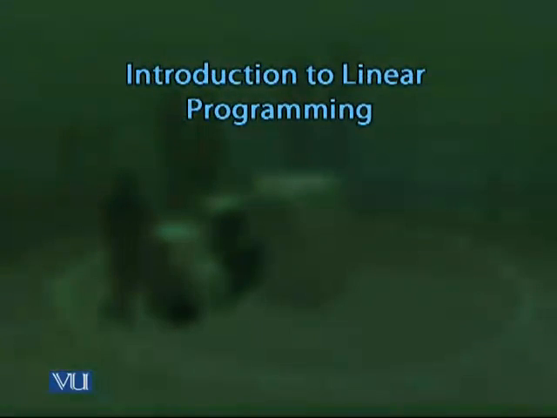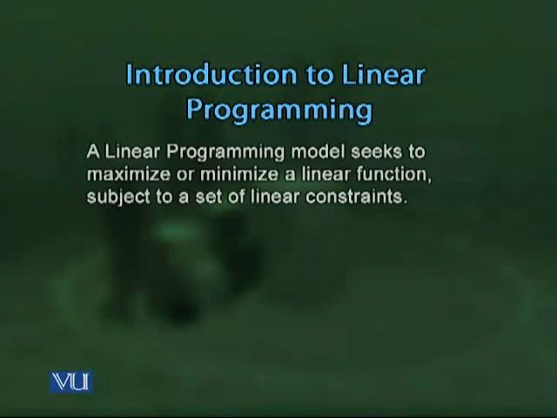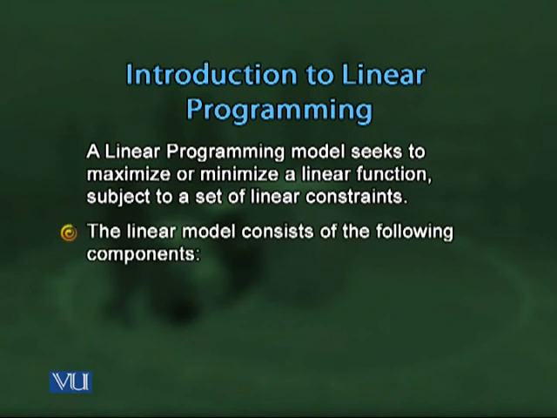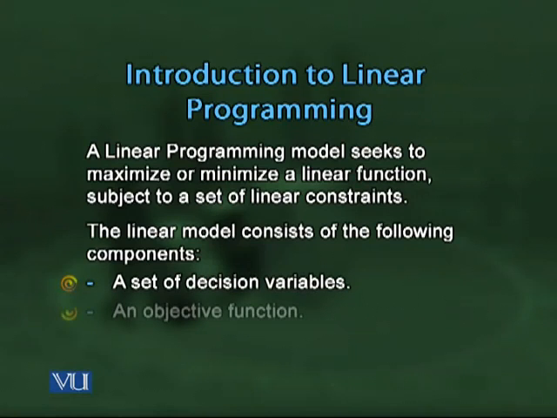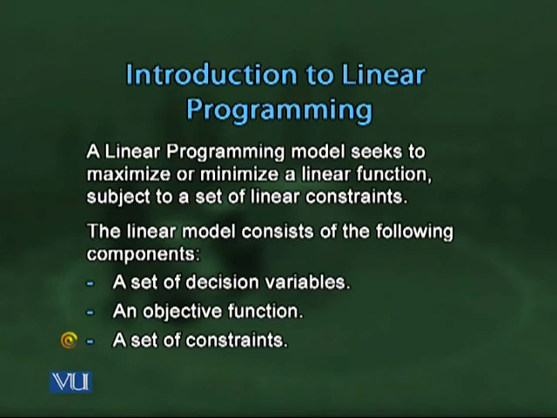Now we are going to introduce linear programming formally. A linear programming model seeks to maximize or minimize a linear function subject to a set of linear constraints. The linear model consists of the following components. Number one is a set of decision variables. Number two, an objective function. And number three, a set of constraints.